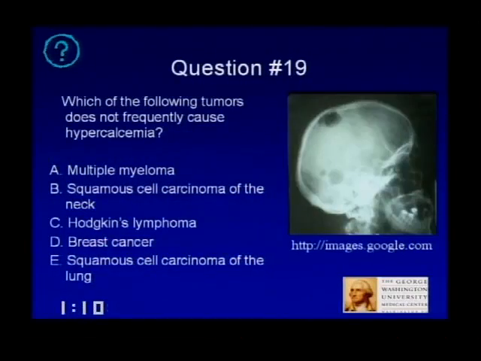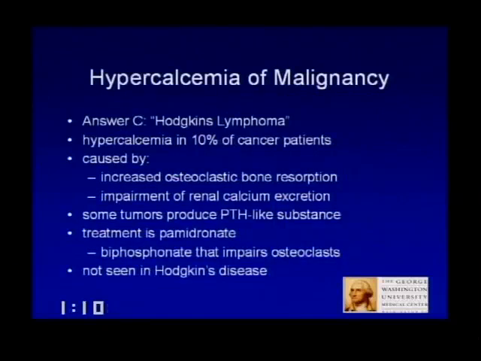Hypercalcemia is seen in 10% of all cancer patients. It's caused by either increased osteoclastic bone resorption or perhaps a combination at times of an impairment of renal calcium excretion. There's a lot of literature about the different characteristics of the parathyroid-like hormone substance that is produced. None of that's going to be on the emergency medicine boards. The treatment is pamidronate, which is a bisphosphonate that impairs osteoclasts.